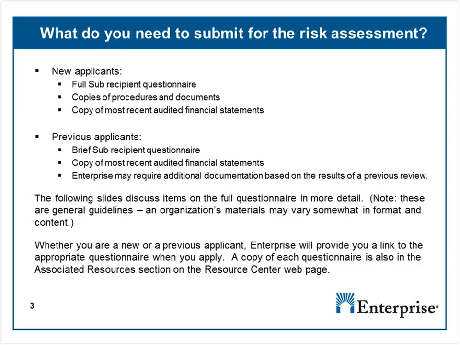If you're a previous applicant, you complete a brief questionnaire which asks if there have been any significant changes in your organization within the past year that might affect your ability to administer federal funds, and asks you to provide a copy of your most recent audited financial statement. Whether you are a new or previous applicant, when you respond to the RFP, Enterprise provides you a link to the appropriate questionnaire. You can also find the questionnaires on the Enterprise Resource Center.